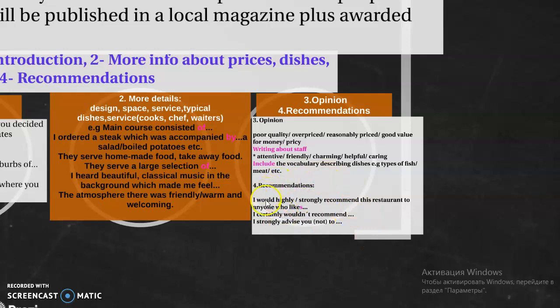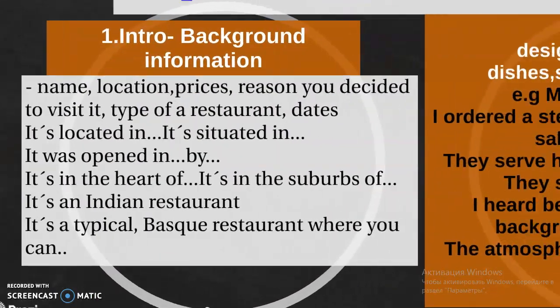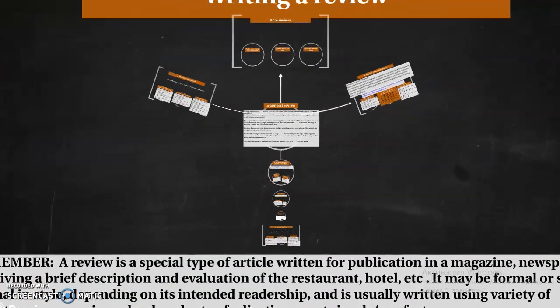Again, here you can use these phrases while recommending this restaurant to your friends, relatives, or colleagues. I would strongly recommend this restaurant to anyone who likes. If you do not like the restaurant, then you can use: I certainly wouldn't recommend. I strongly advise you to, or not to. So this is all about writing a review for a restaurant. The parts are: background information, more details, opinion, recommendations.